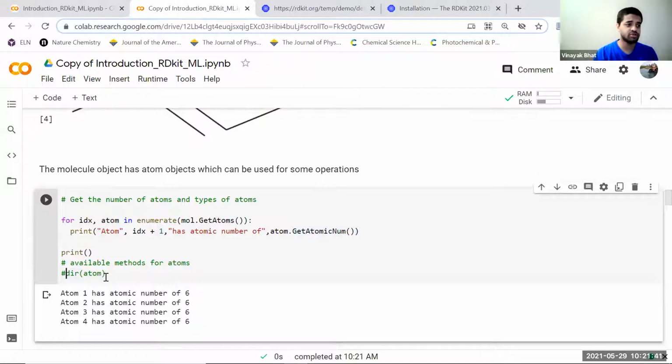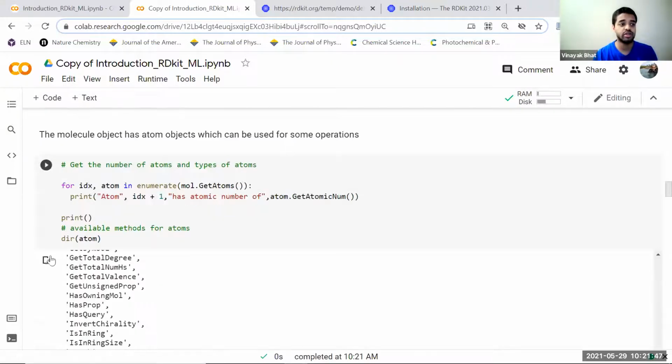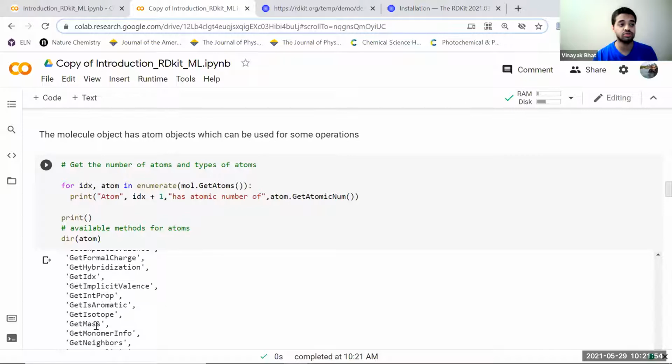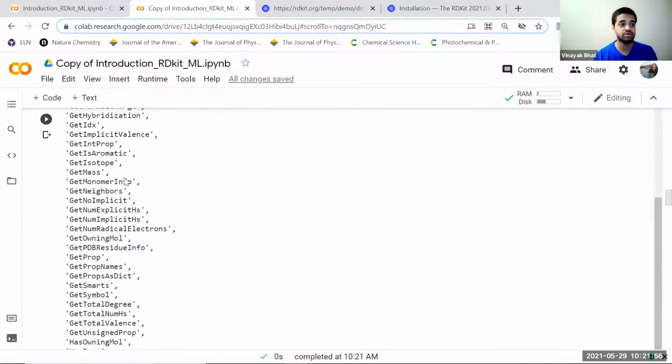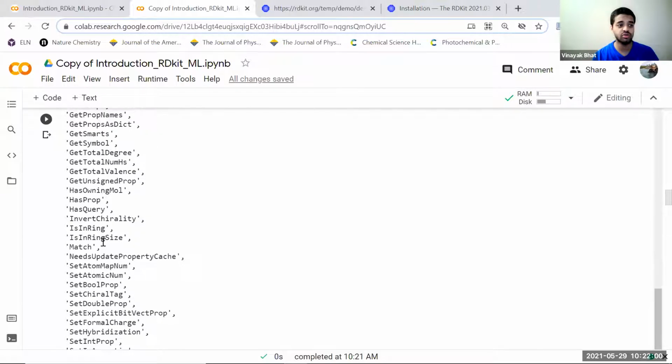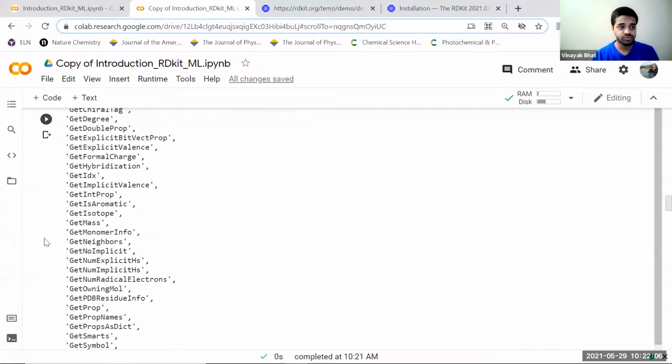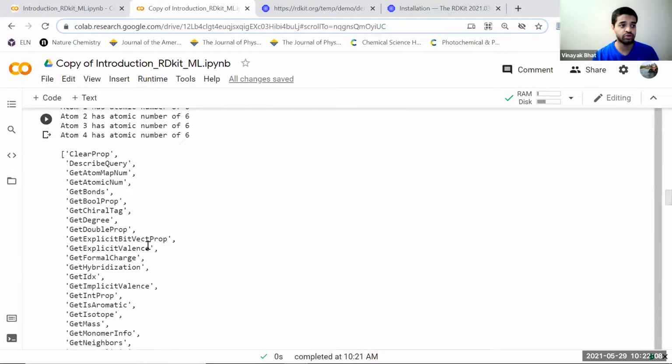So that is how you do it. And if you need to know what methods are really present for atoms, you can say dir(atoms), and you can see what all is present in there. You can get atomic number, you can get bonds, you can get number of explicit hydrogens and total valence and whatnot. Okay, so this is what you do.